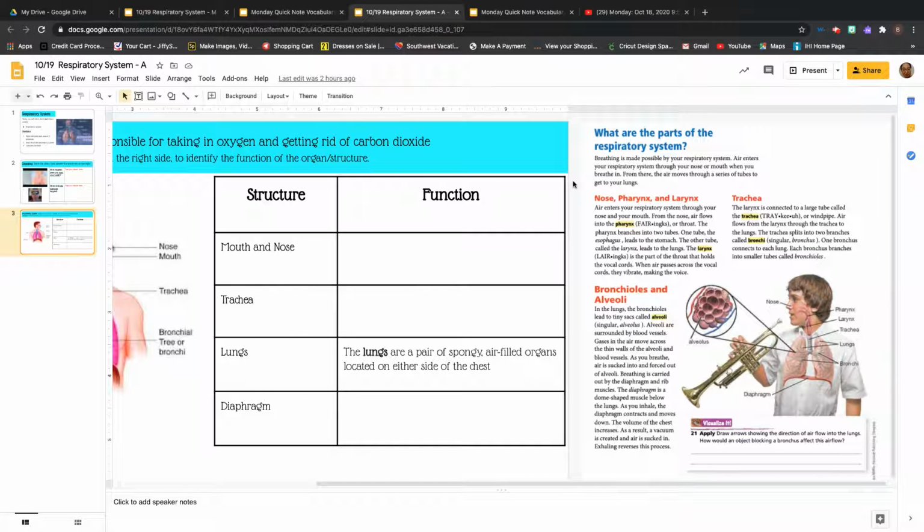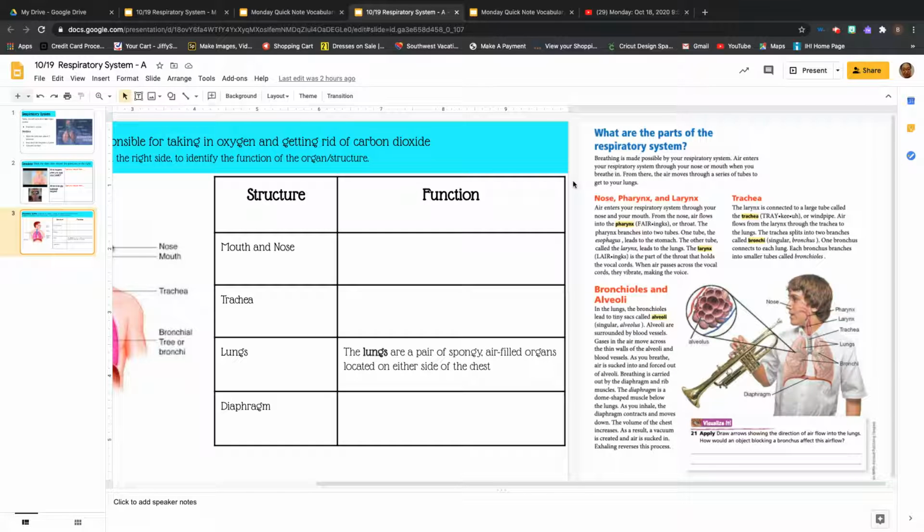Breathing is made possible by your respiratory system. Air enters your respiratory system through your nose or mouth when you breathe in. From there, the air moves through a series of tubes to get to your lungs. Nose, pharynx, and larynx. Air enters your respiratory system through your nose and your mouth. From the nose, air flows into the pharynx, or throat. The pharynx branches into 2 tubes. One tube, the esophagus, leads to the stomach. The other tube, called the larynx, leads to the lungs. The larynx is the part of the throat that holds the vocal cords. When air passes across the vocal cords, they vibrate, making a noise.